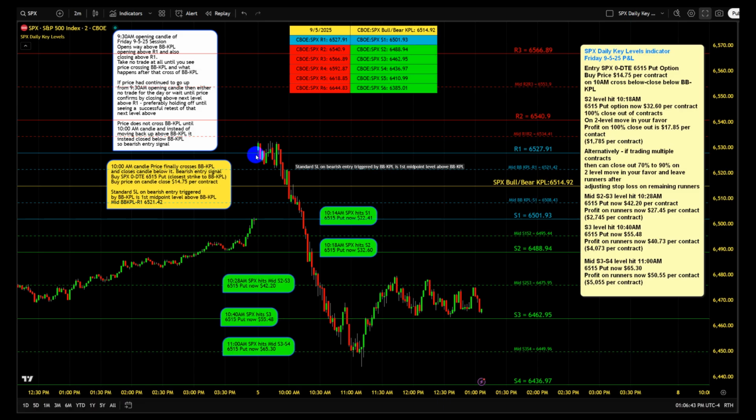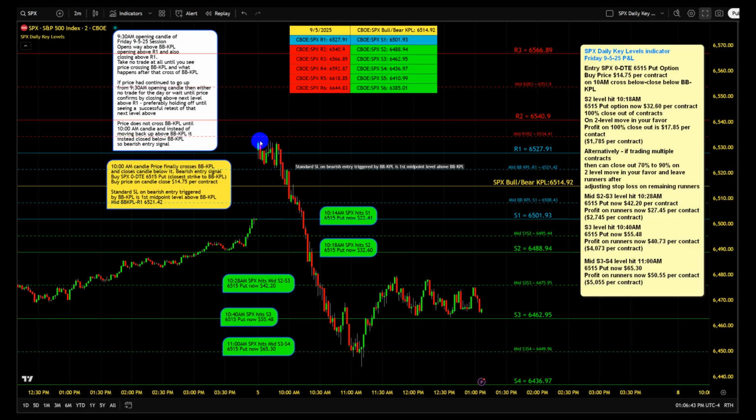So a gap and go would be where it would be gapping above even the bull bear key price level on a significant gap above, such as this R1, and it would continue to go. If price was down here closer to the bull bear key price level and happened to open above and close above, but it was more in this range here between the midpoint and the BBKPL, then you could enter a bullish trade there, having this as your stop loss here.